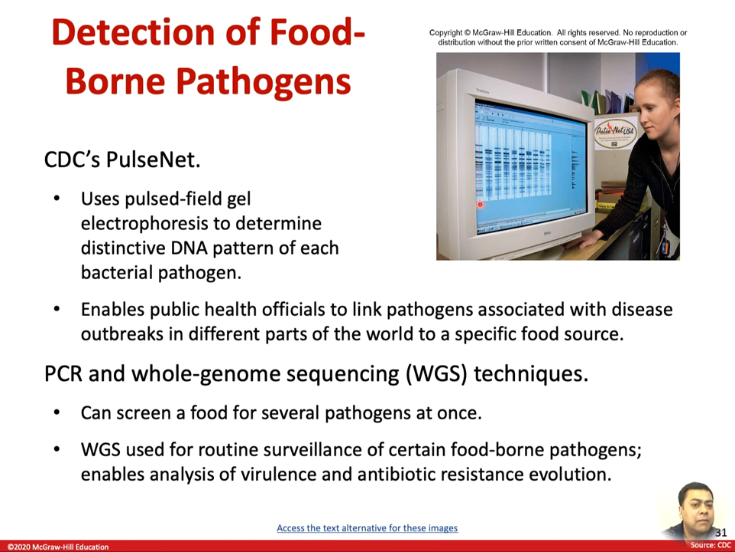Once you get this pattern, think about that. This is like a DNA fingerprinting pattern. You upload this pattern into the CDC's PulseNet, and immediately it will match with the database, and it will tell you that the organism you isolated is E. coli O157:H7. And that's how you can rapidly identify what pathogen is the source of that contamination. Once it is confirmed, if they are found in a particular set of food product, they are all recalled. And this is the process.